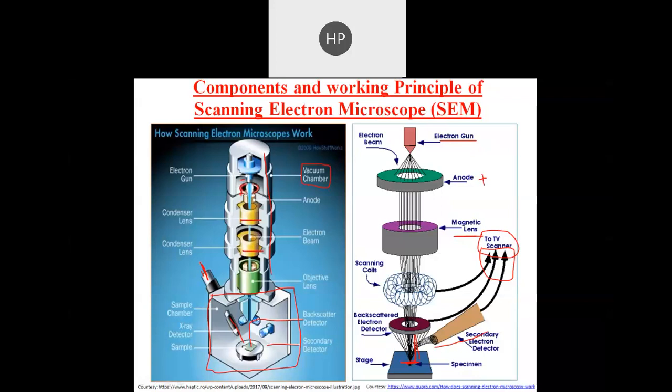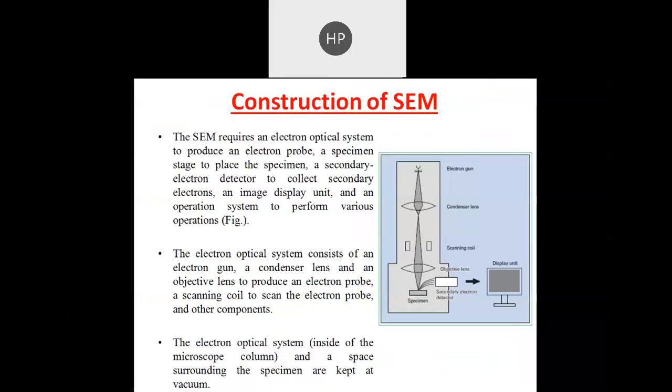Then you have to explain the working principle and components of the scanning electron microscope. So here the SEM requires an electron optical system to produce an electron probe, a specimen stage to place the specimen, a secondary electron detector to collect the secondary electrons, an image display unit, and an operation system to perform the various operations. Okay, so these are the basic components of the SEM system.